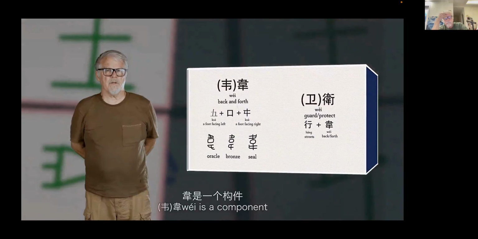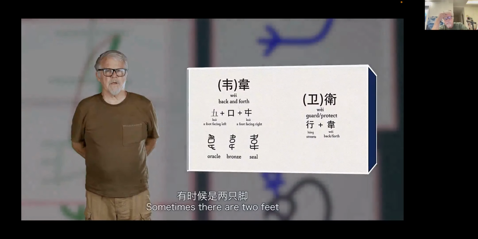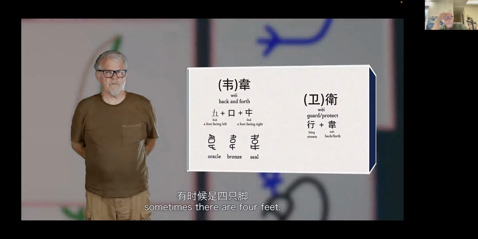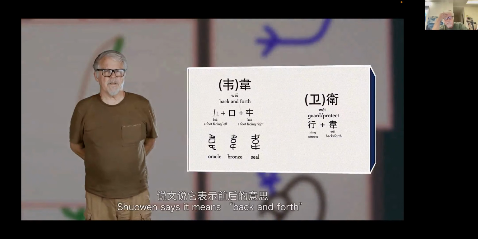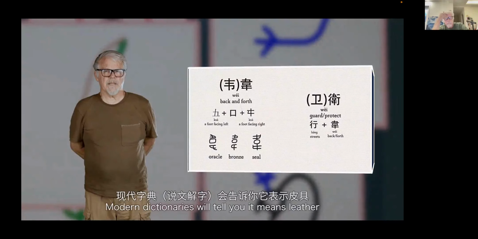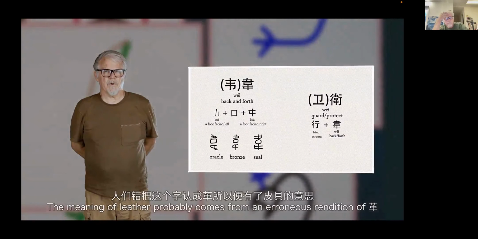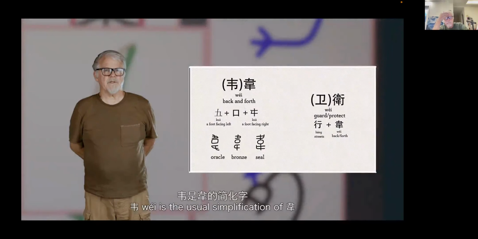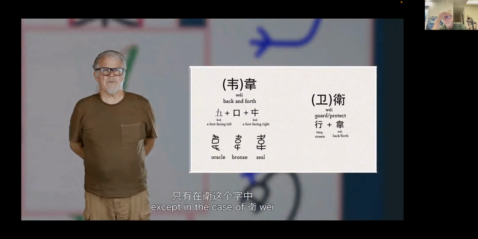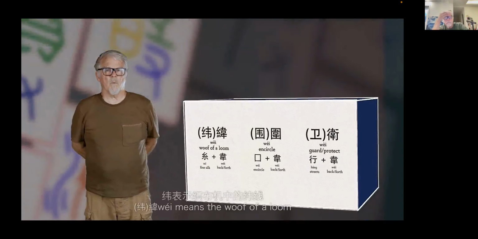Wei is a component that has 2 feet circling something in the middle. Sometimes they are 2 feet, sometimes there are 4 feet. Shuowen says it means back and forth. Modern dictionaries will tell you that it means leather. That is not the original meaning. The meaning of leather probably comes from wei is the usual simplification of wei, except in the case of wei, which has a special simplification wei.